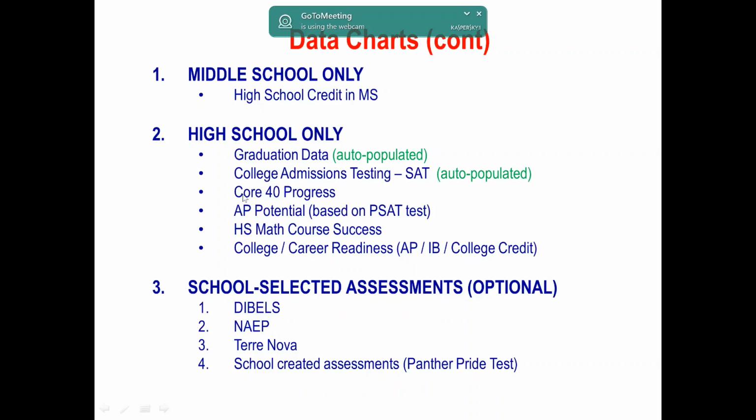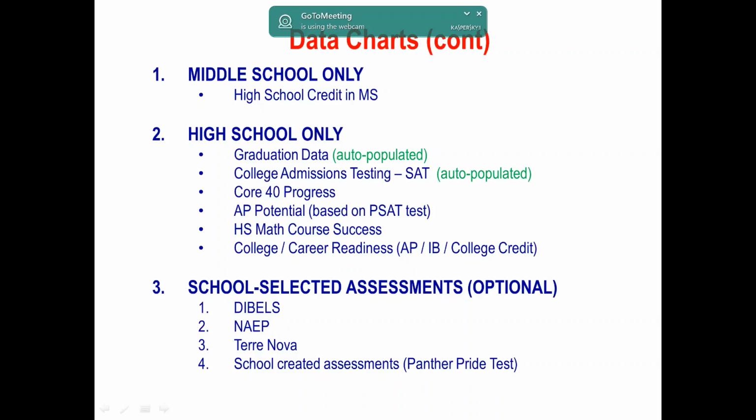A couple I wanted to point out here on Core 40 progress. We find a lot of schools have a lot of students that start on Core 40, and we have a high percentage of students who drop out of the Core 40 track after 10th grade. So we want you to kind of be looking at that. When students come into your high school, do they continue to earn the Core 40 credits that they would need in order to be able to end up with the Core 40 diploma instead of the general diploma? So we'll look at that.